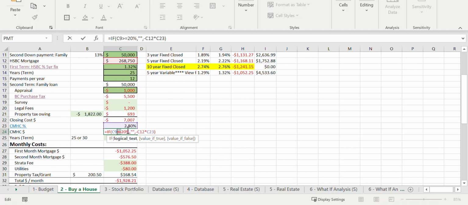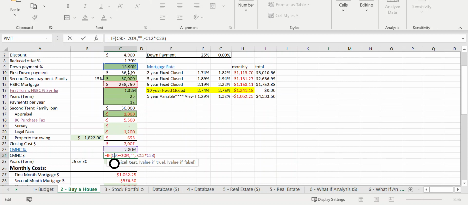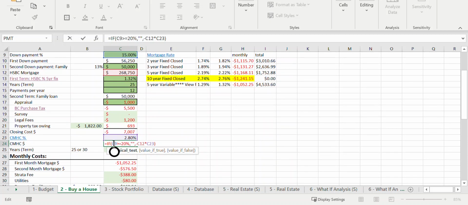So this will be your first exposure to this condition statement. What I'm saying here is, let's take C9, which is the 15%, because I'm really trying to figure out if the value is greater than 20%. Ask yourself, is 15% greater than or equal to 20%? Is that true or false? Well, that's false. 15% is less than, so the condition fails.